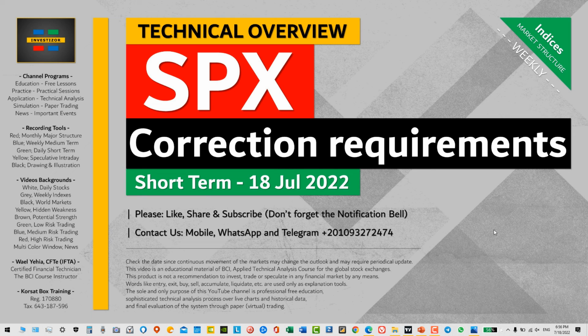Keep in mind that Dow Jones and the Nasdaq are identical to the structure of the S&P 500 index, and the difference is only in numbers and levels and points, but the structure, the trend, the wave, the moves, the corrections, all are the same, just the number of points and the levels are changing in numbers.